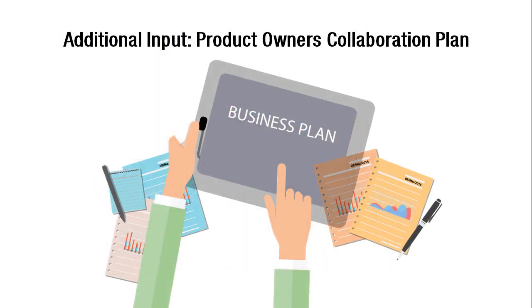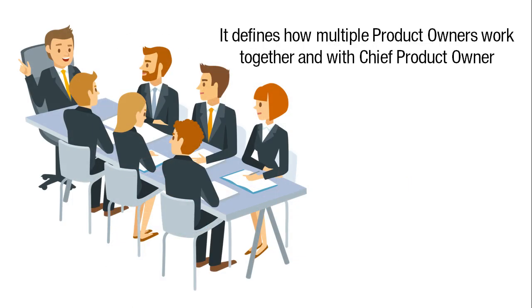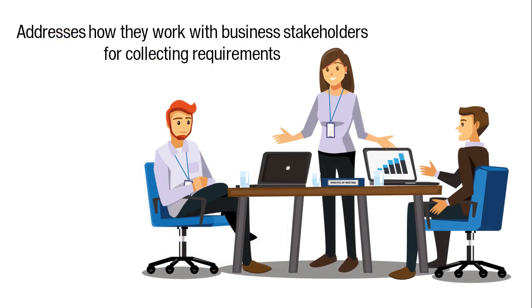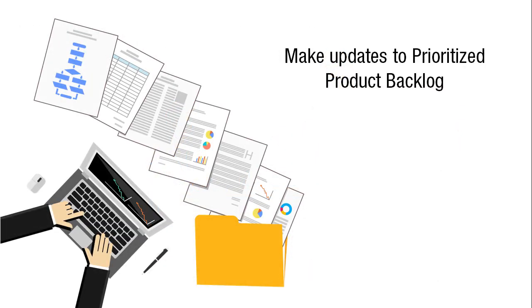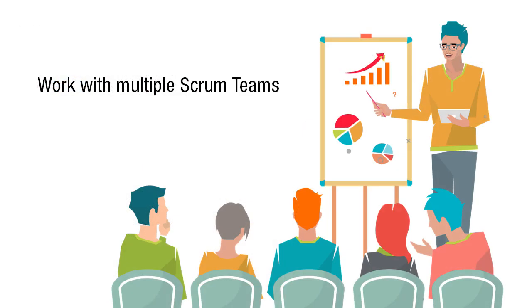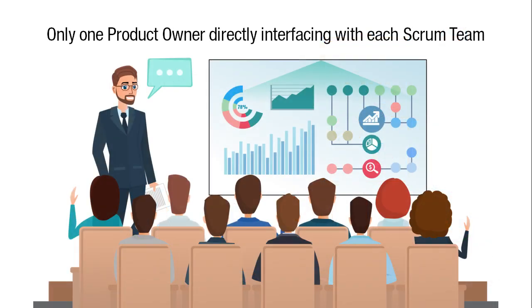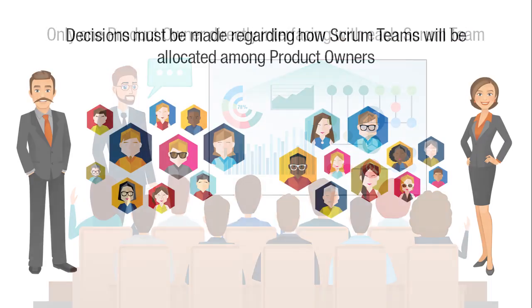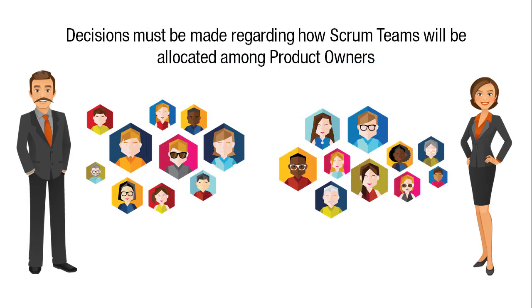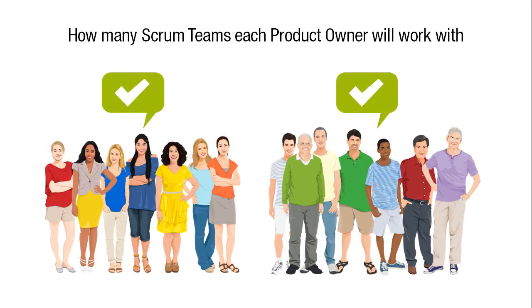Additional input, product owner's collaboration plan. It defines how the multiple product owners work together and with the chief product owner. It addresses how they work with the business stakeholders for collecting requirements, make updates to the prioritized product backlog, and work with the multiple Scrum teams. There will be only one product owner directly interfacing with each Scrum team. However, decisions must be made regarding how Scrum teams will be allocated among the product owners and how many Scrum teams each product owner will work with.